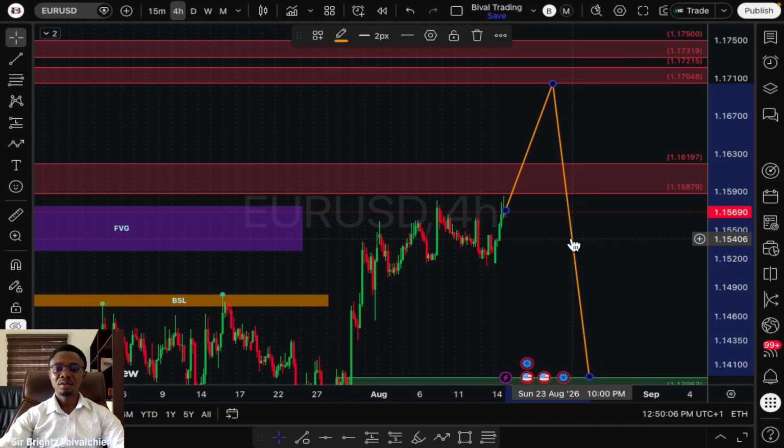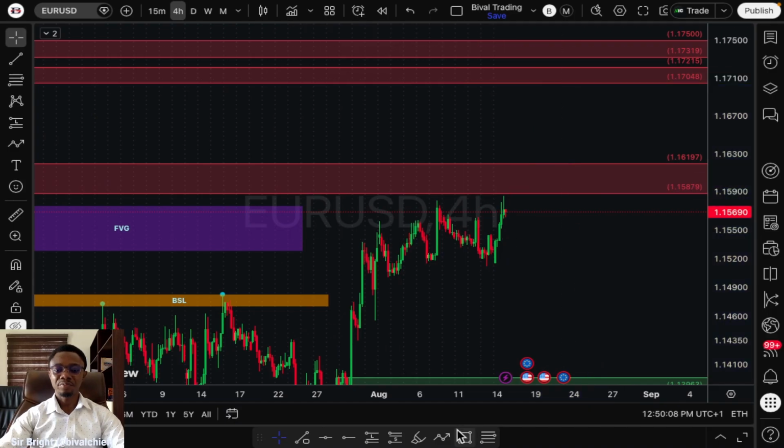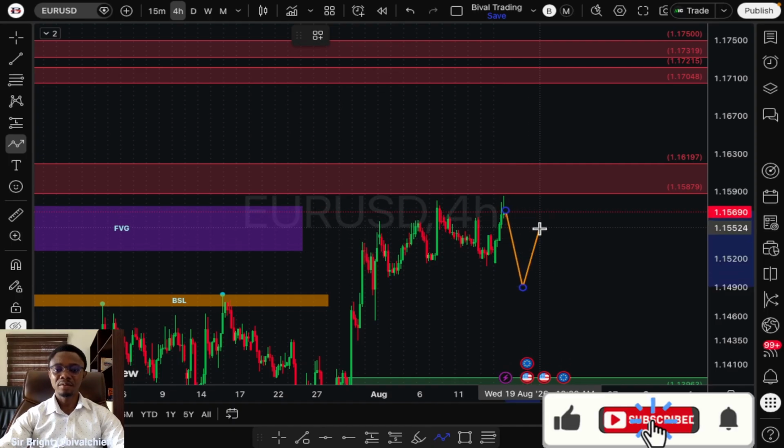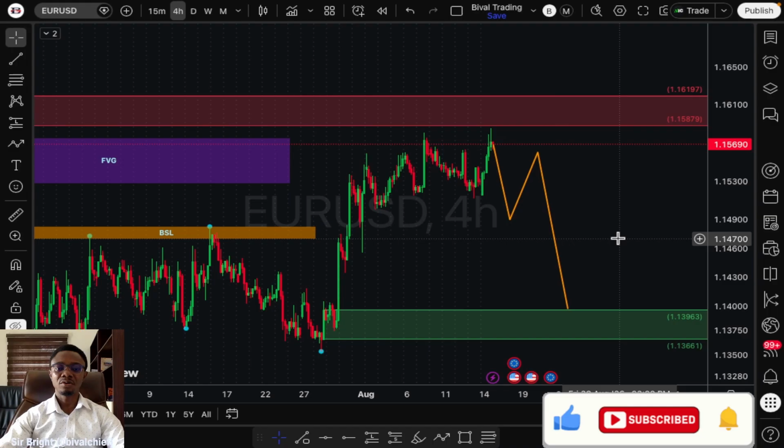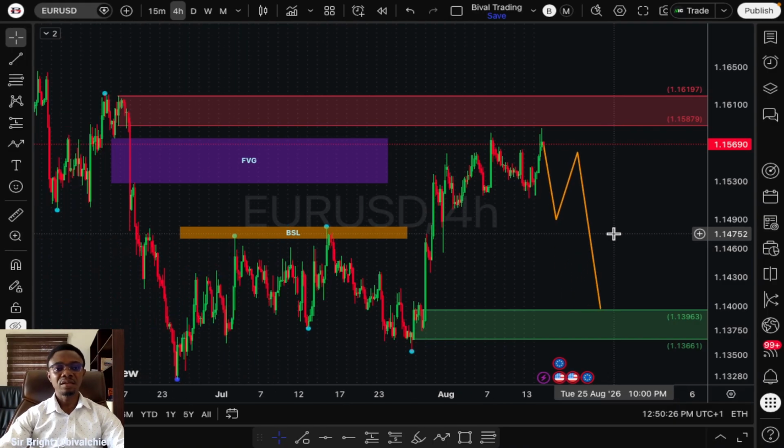But then, if by next week price first and foremost, instead of pushing back up to this supply, breaks out to the downside, then any pullback to a newly created supply zone here will give me a short opportunity to simply target that demand zone also. So that's my trading idea on EURUSD on the 4 hours time frame.